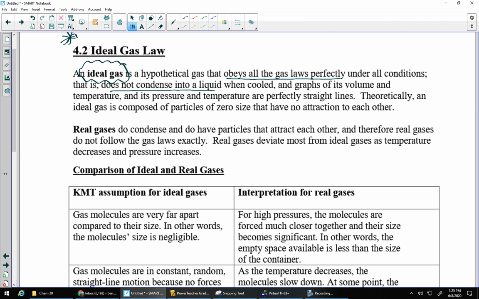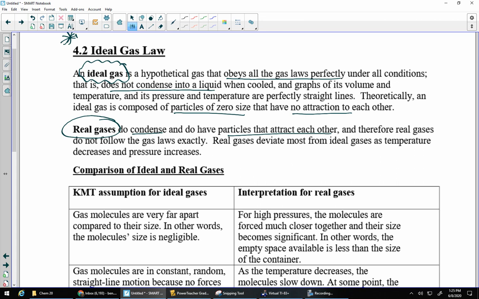Temperature, pressure graphs, volume graphs, they're all perfect graphs. The other thing is the ideal gas is composed of particles of zero size and they have no attraction to one another, which we know is not actually that realistic. Real gases, so this is our everyday life gases like the air that I just breathed into my lungs. They do condense into liquids eventually at low enough temperatures, at high enough pressures, and the particles are attracted to each other, at least a little bit.